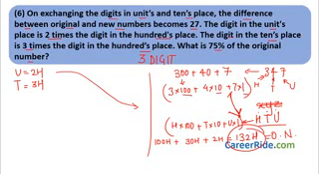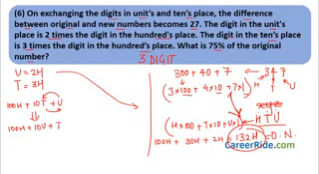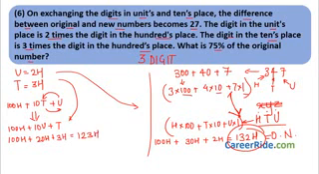Now what they say: on exchanging digits in units and tens place, that means if our original number is 100h plus 10t plus u, this comes over here, this goes over here, and what will we get then? 100h plus 10u plus t. Now again substitute the value of u and t over here. What do we get? 100h plus u is 2h, so 20h plus 3h, that would be 123h. This is our new number.